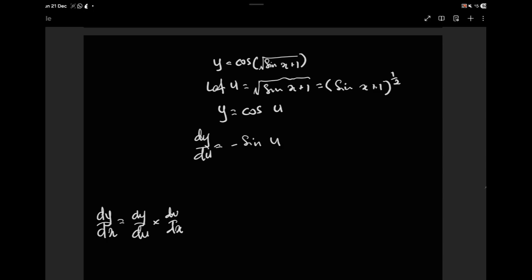Okay, and then we have du over dx. Now if you look at u and x here, at a glance you might think that we'll need to do maybe another chain rule, right? Because we have the outer function of 1 over 2 and inner function of sine x plus 1. So inner and outer function, you need to define another chain rule.